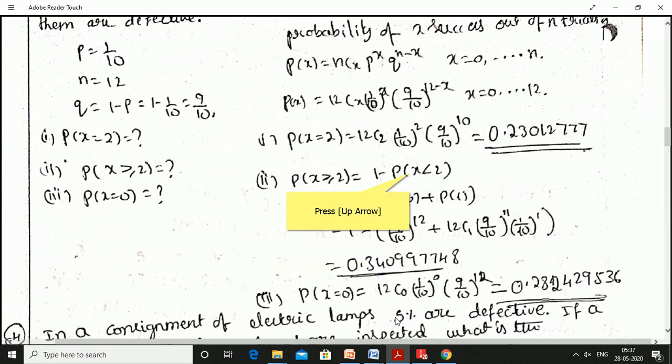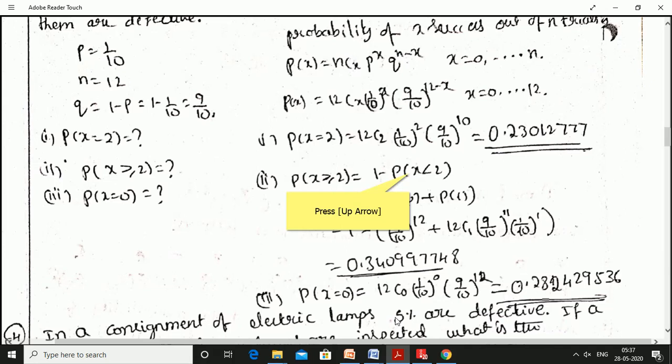P of 0 is 12C0, 1 by 10 power 0, 9 by 10 power 12 minus 0, which is 12. Plus P of 1, which is 12C1, 1 by 10 power 1, 9 by 10 power 12 minus 1, which is 11.